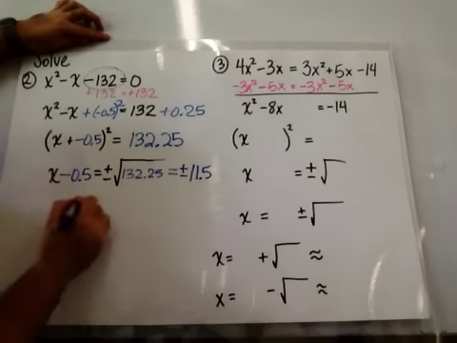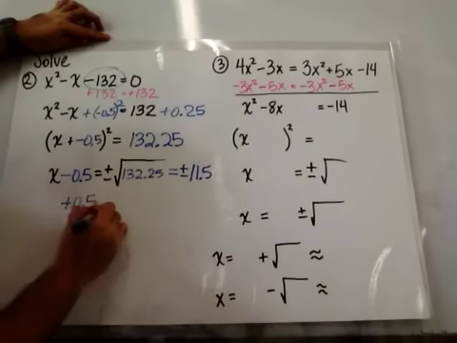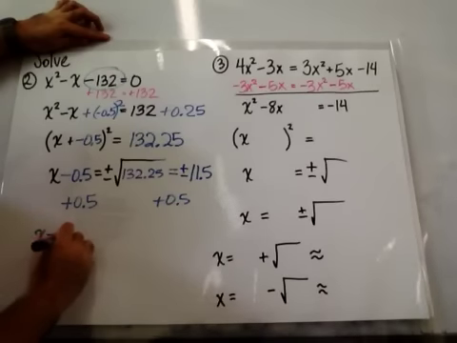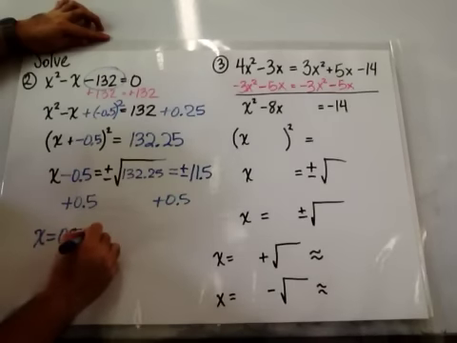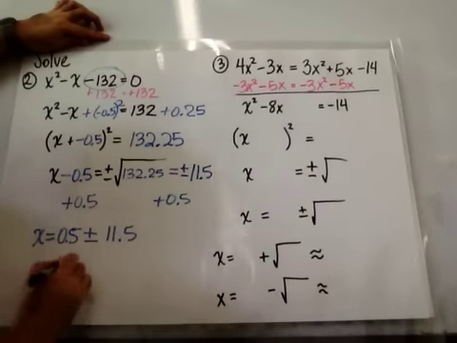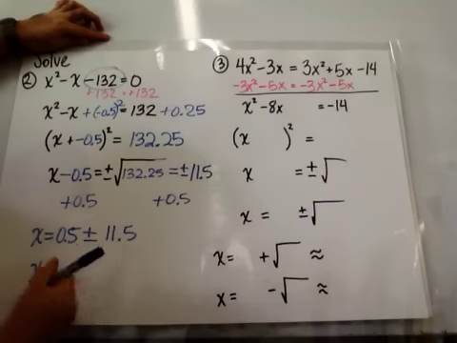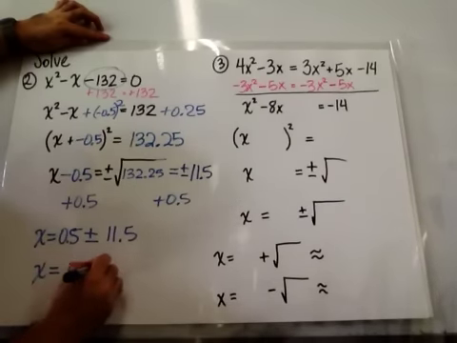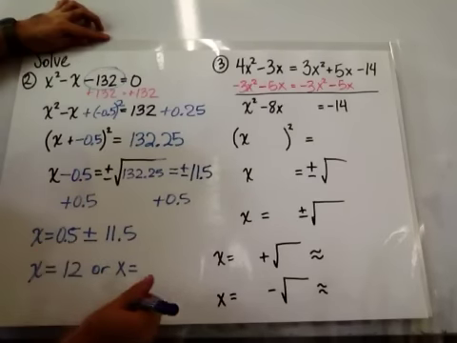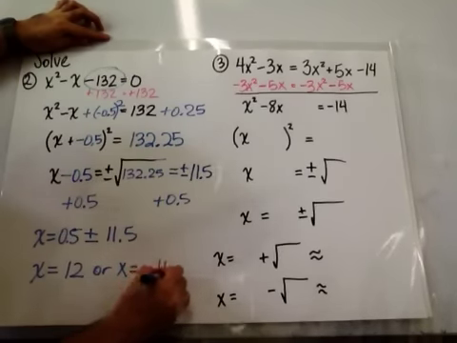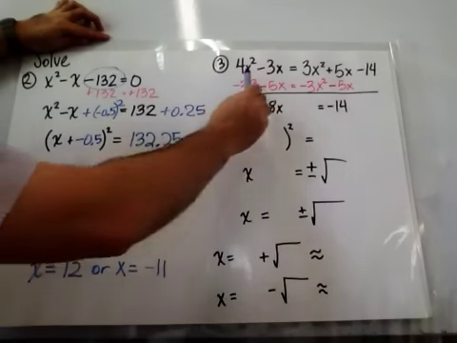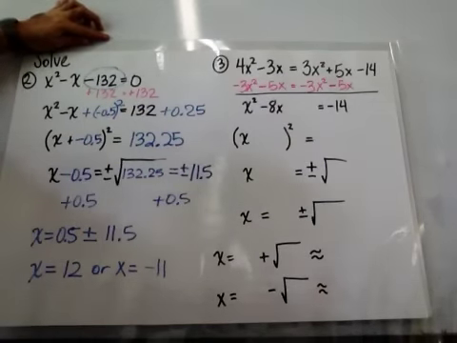To leave x by itself, we add 0.5 on both sides. And we have x equals 0.5 plus or minus 11.5. So x is either 0.5 plus 11.5, that is 12, or x is 0.5 minus 11.5, which is negative 11. And that's the solution to this equation. We can get a more complicated equation, like that one.